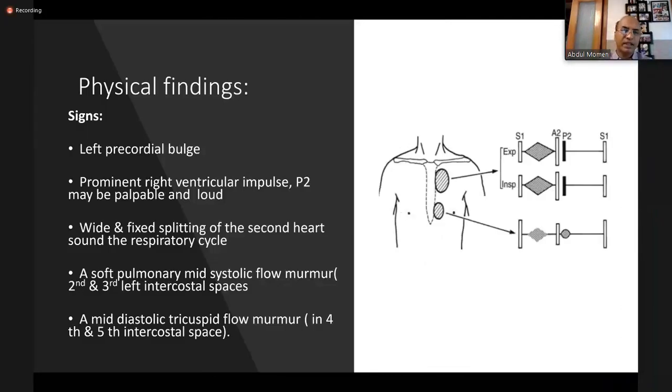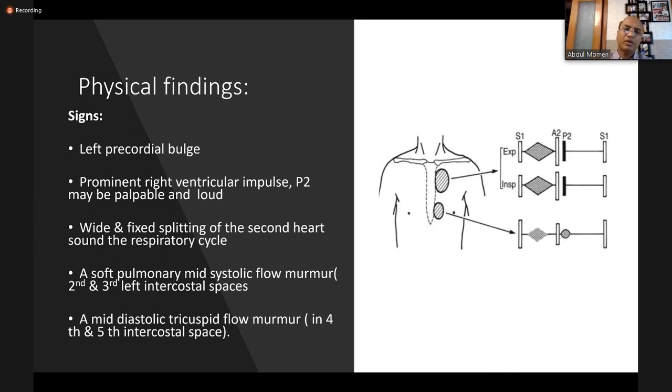Physical findings. Signs. The left precordial bulge, prominent right ventricular impulse, P2 may be palpable and loud if it is due to pulmonary hypertension. Wide and fixed splitting of the second heart sound with the respiratory cycle. Soft pulmonary mid-systolic flow murmur in the second and third left intercostal space. As we all know, a mid-diastolic murmur, the tricuspid regurgitation flow, may be present in the lower sternum.